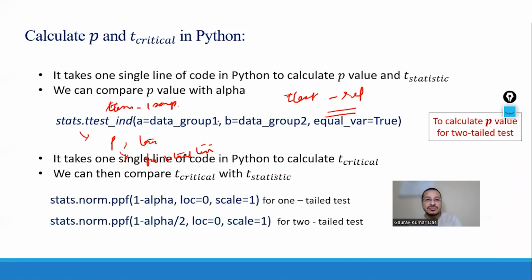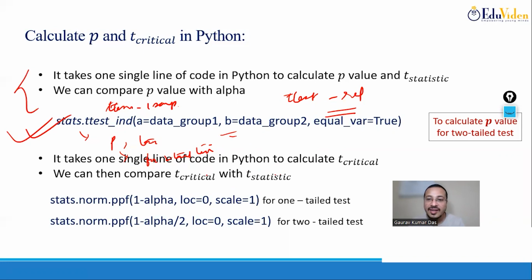But t statistic though has to come from this function only. So why do it again, right? We can use this process much more easily. At the same time, p value will also come, t statistic will also come. Alpha is assumed. You can easily compare. For the process of comparing t critical with t statistic, we have to find t critical using this function.